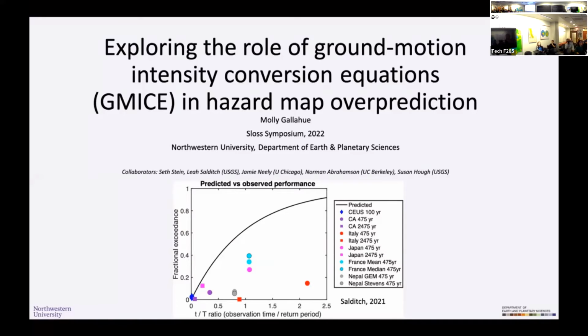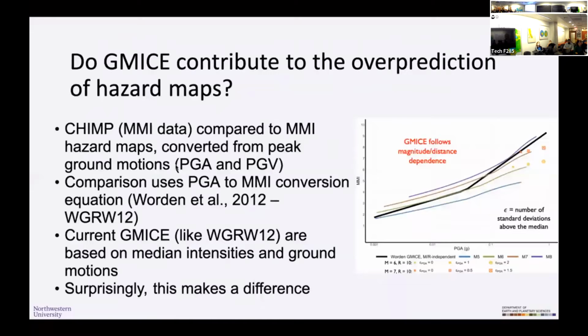And my focus as of late has been on the ground motion intensity conversion equations, or GMICEs, which in the next few slides, I'm going to talk about why these matter and how they contribute to the overprediction. Our data set of historic shaking, which we call SIMP, is measured in something called MMI. And this refers to the intensity of shaking as perceived by humans. So if things fall off the shelf, if buildings are damaged, etc.